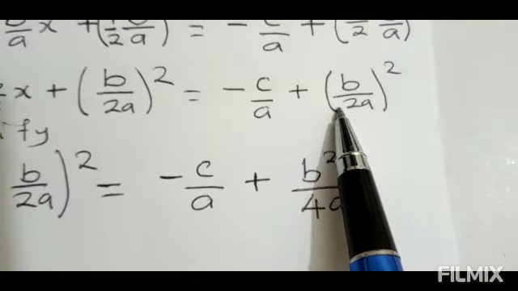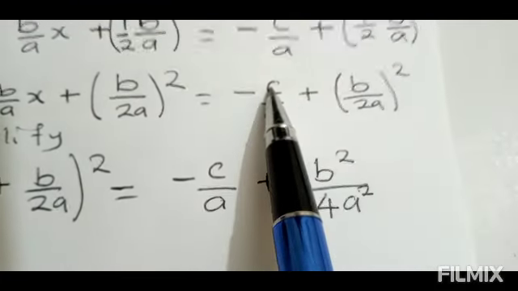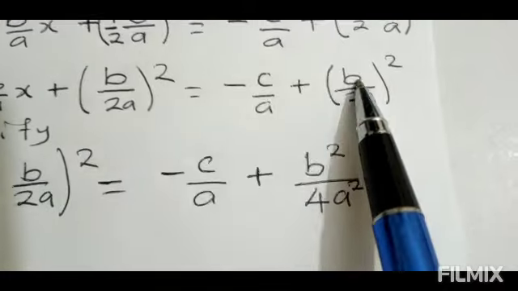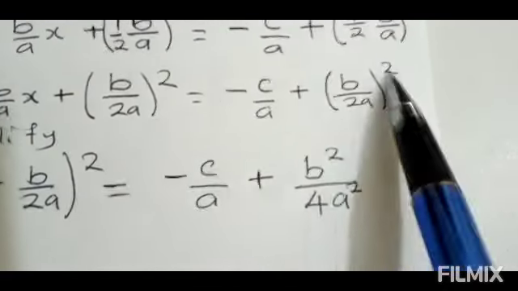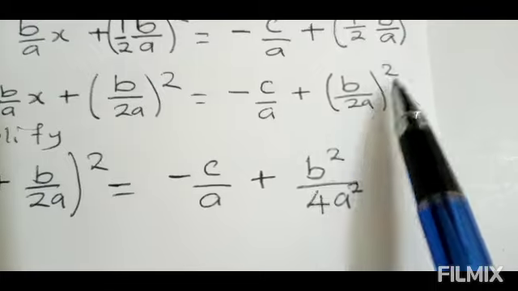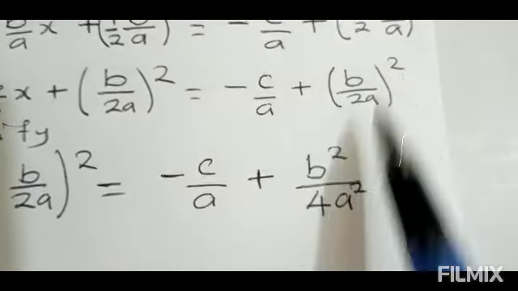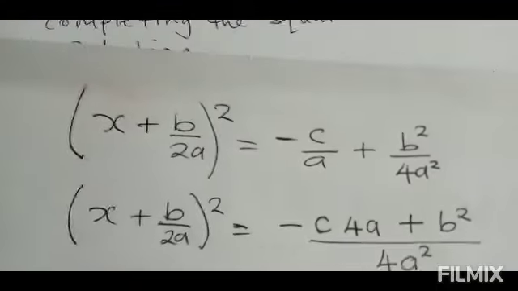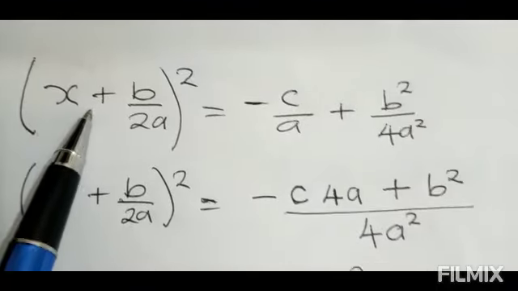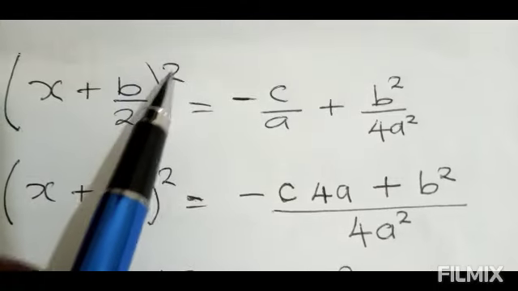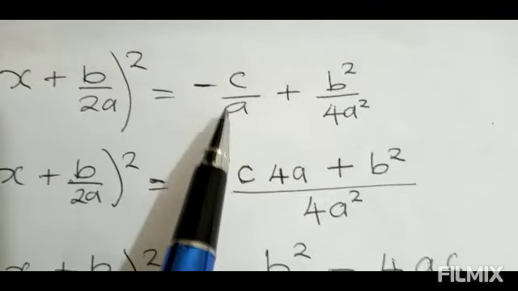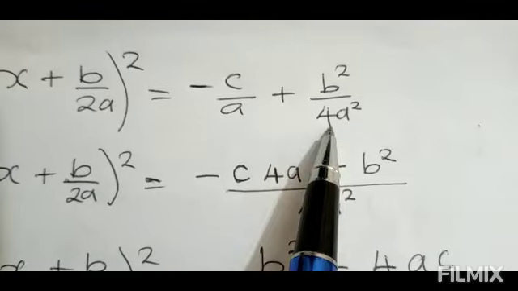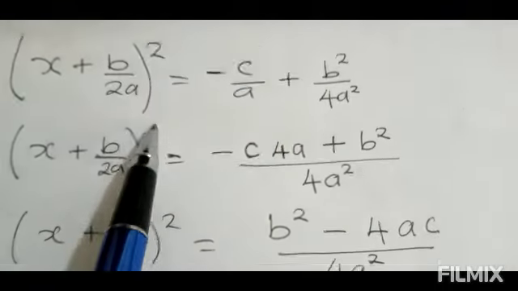From this other side, the right side, we simplify: minus c over a plus b over 2a squared. Now b squared is b squared, 2 squared is 4, a squared is a squared, so over 4a squared. So we continue simplifying. We take the term x plus b over 2a squared is equal to minus c over a plus b squared over 4a squared. So now this term we leave it as it is.